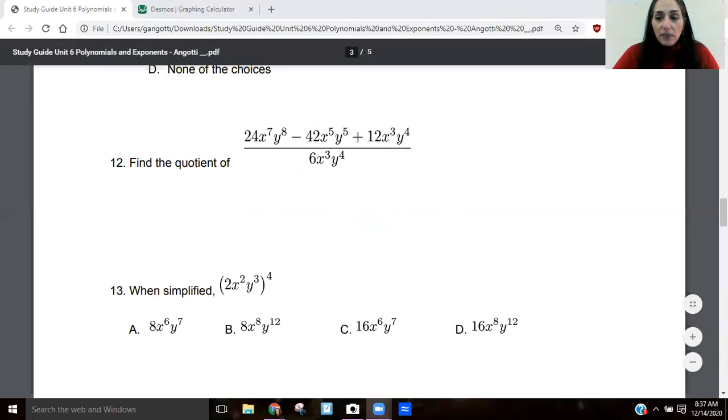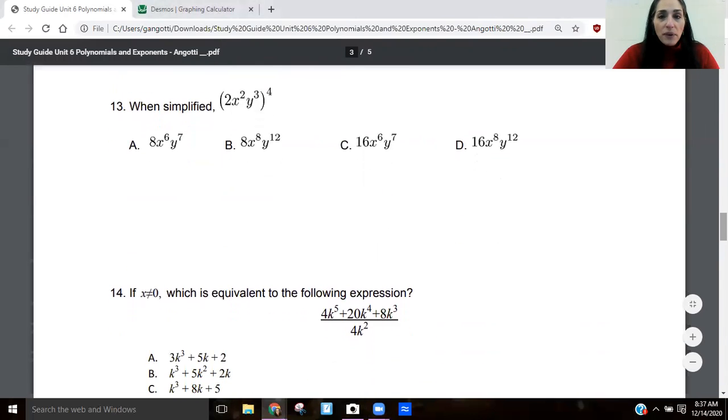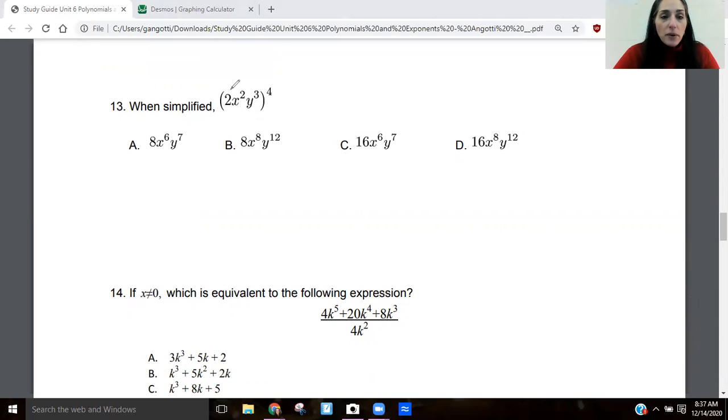Okay, so number 13, power raised to a power. Alrighty, power raised to a power. Don't forget this little 1 right here. That's the mistake everybody makes. I don't want to see you guys make that mistake. So 1 times 4 is going to be 2 to the 4th power. 2 times 4, this will be x to the 8th power. 3 times 4, this will be y to the 12th power.